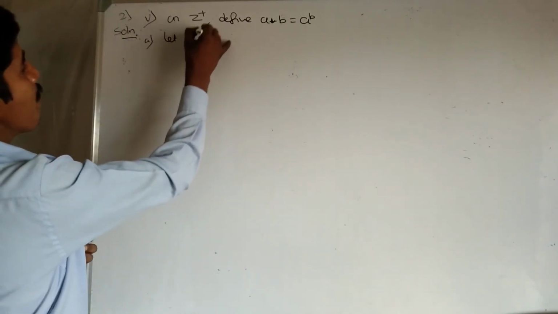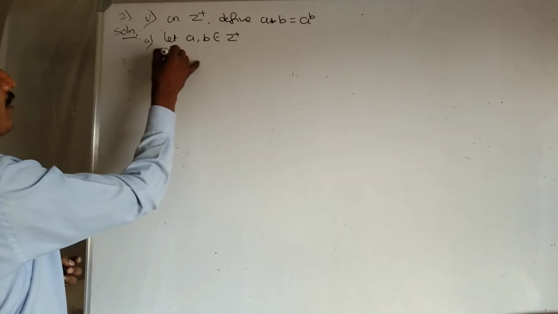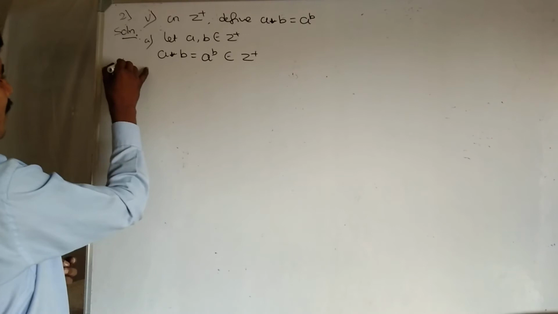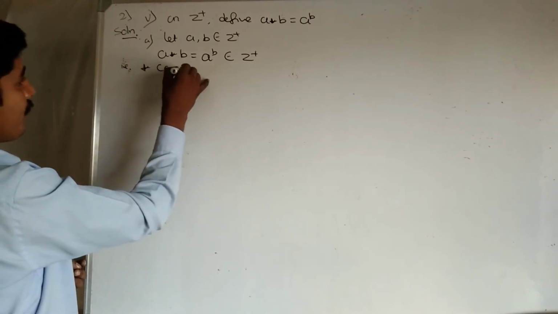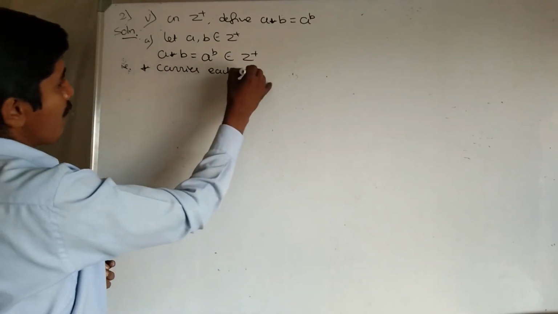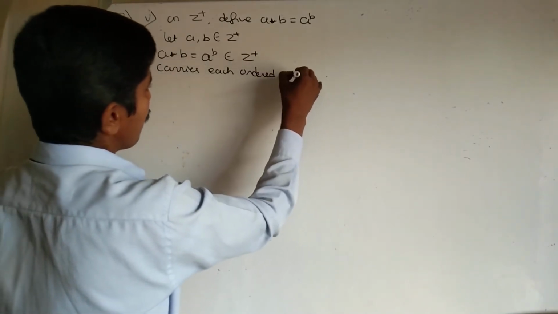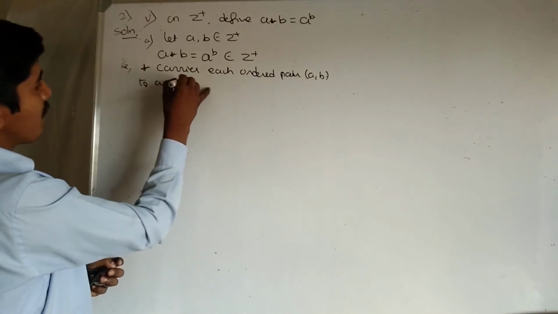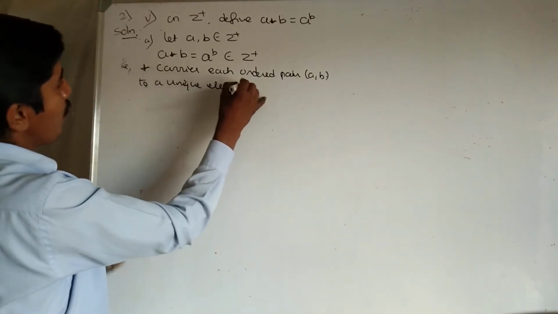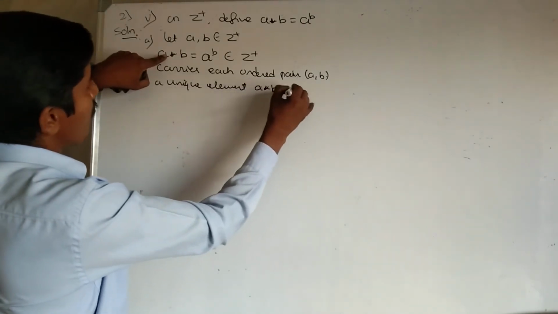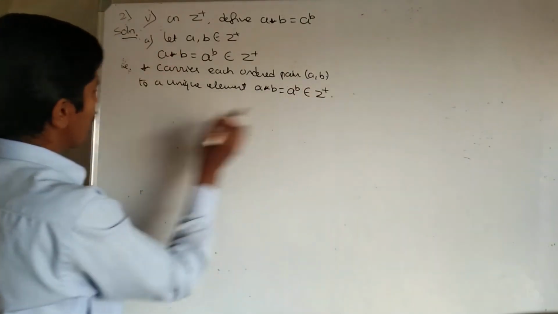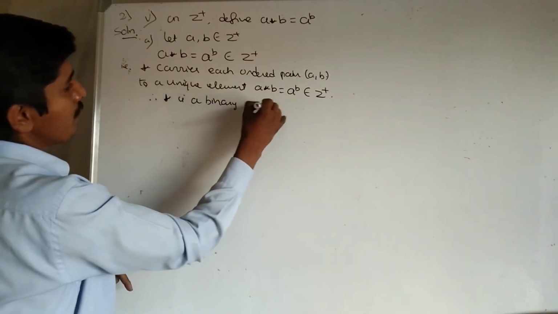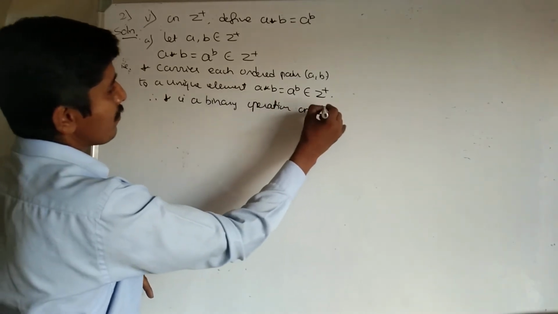Let A, B belong to Z plus. Then A star B equals A power B, clearly a positive integer. Now write the definition: star carries each ordered pair (A, B) to a unique element, A star B equal to A power B, which belongs to Z plus. Therefore, star is a binary operation on Z plus.